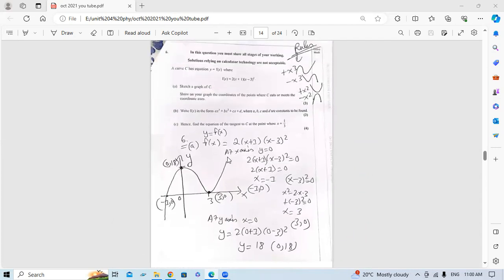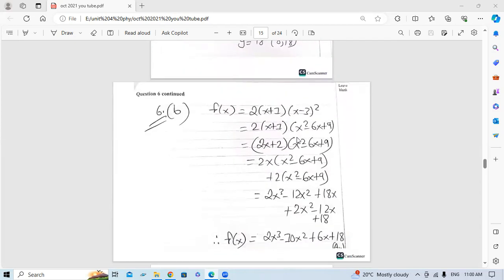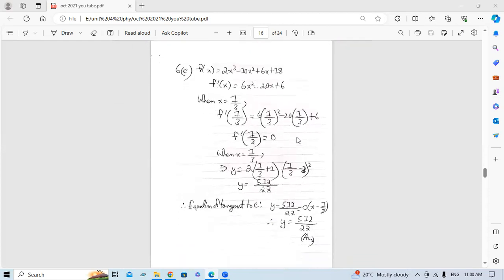At question number 6C, hence find the equation of the tangent to C at the point where x equals 1 by 3. Where x equals 1 by 3, f(x) equals 2x cubed minus 10x squared plus 6x plus 18, which we already know from 6b. And the differentiation of it, we can write as f prime x, which will be 6x squared minus 20x plus 6, and 18 will be cancelled as a constant.